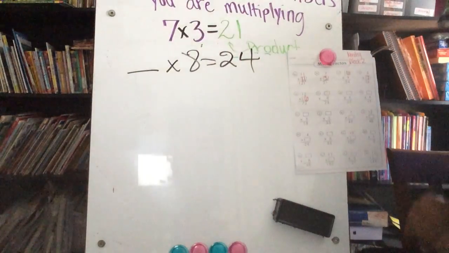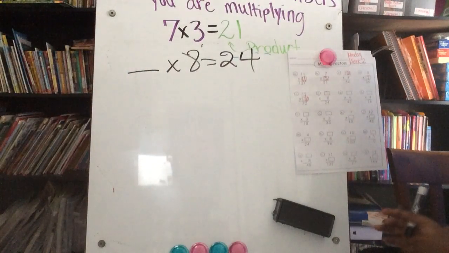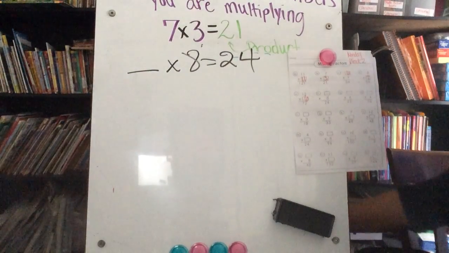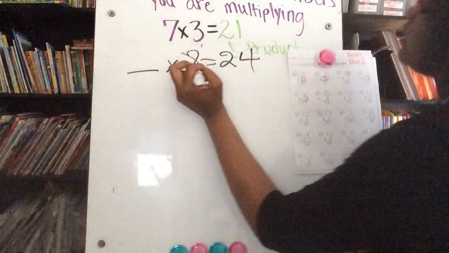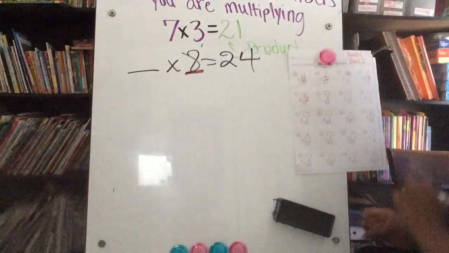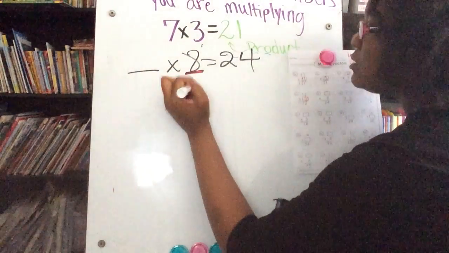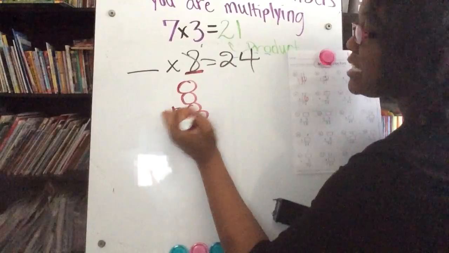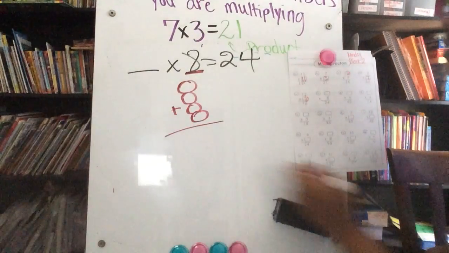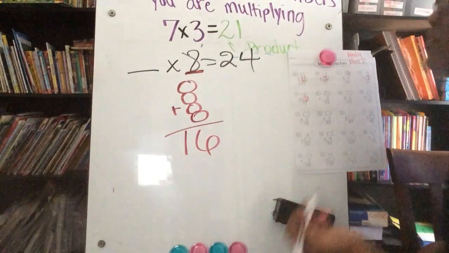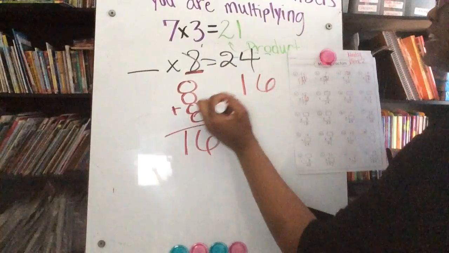All right. So on this one, I'm going to do repeated addition. That means that you're adding the same number over and over. The number or the factor that we know is 8. So I'm going to do 8 plus 8. That is a double. 8 plus 8 gives you 16. Then I'm going to do 16 plus 8.